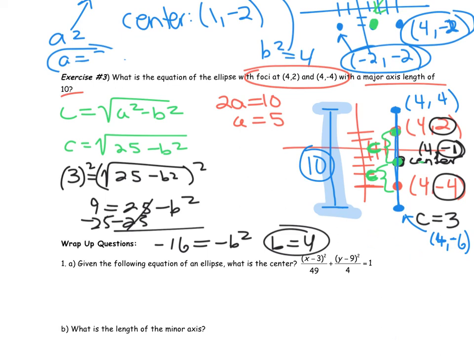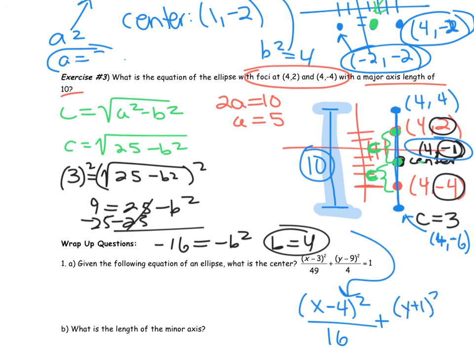But now we can come up with our equation. We know that this is centered at 4, negative 1. So we'll have x minus 4 quantity squared all over b squared, and we know b is equal to 4, so this is really 4 squared, which is 16, plus the quantity y plus 1 squared all over 25, because a is 5, so 5 squared is 25, and this equals 1. And guys, that's our equation for our ellipse here.